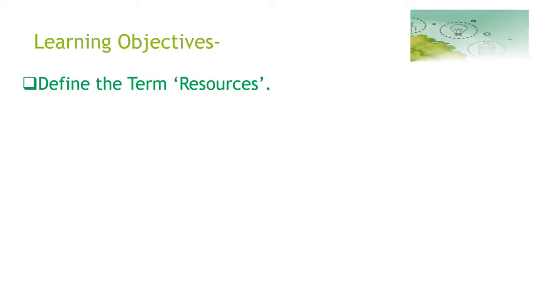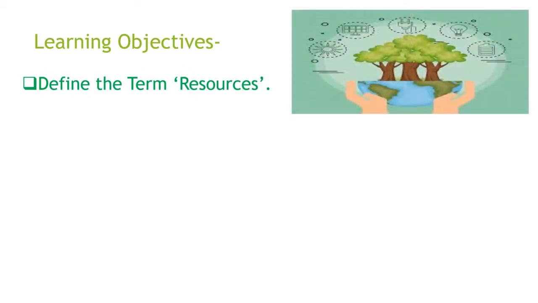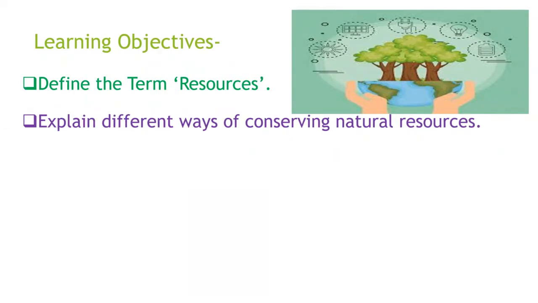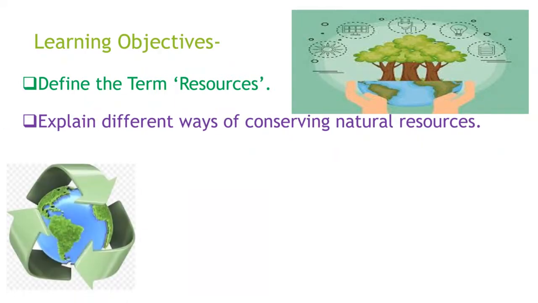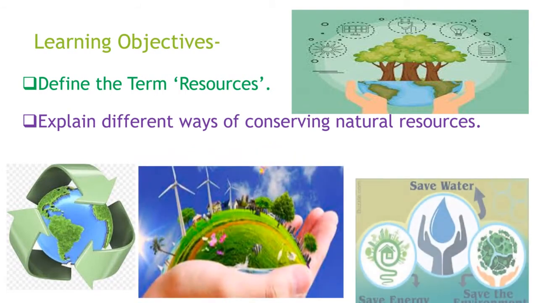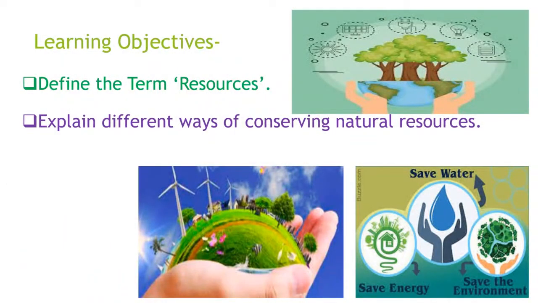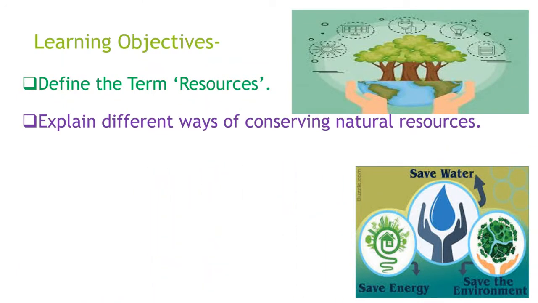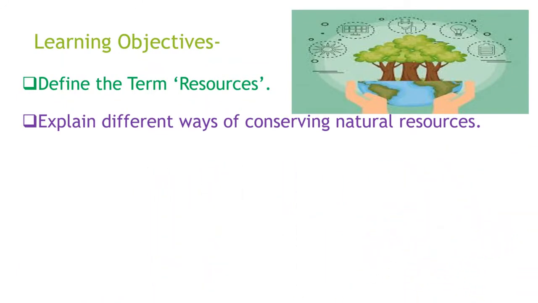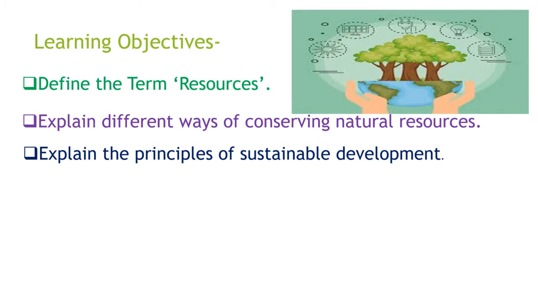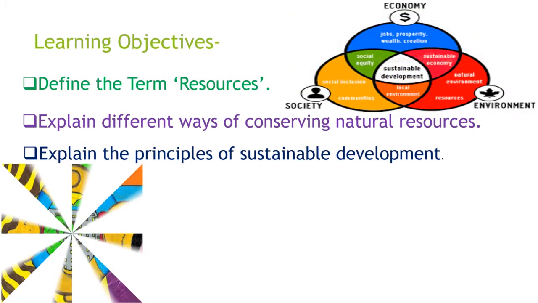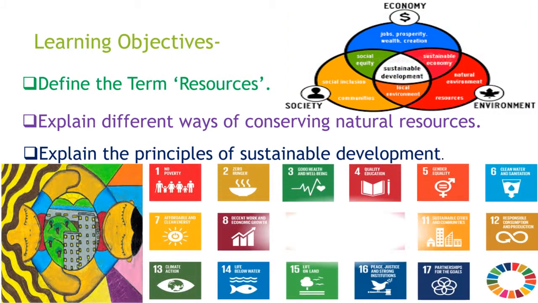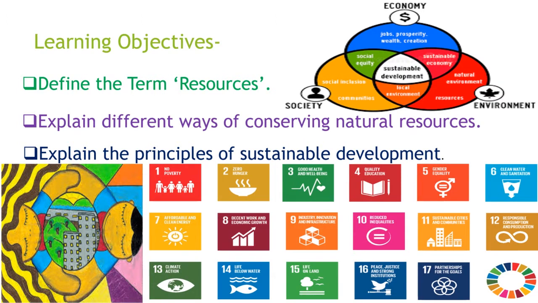Let us know the learning objectives. In this chapter, students will be able to define the term resources. They will know different types of resources. They will be able to explain different ways of conserving natural resources, which is very important actually, and they will be able to learn about sustainable development and the principles of sustainable development. It is very important for future generations.